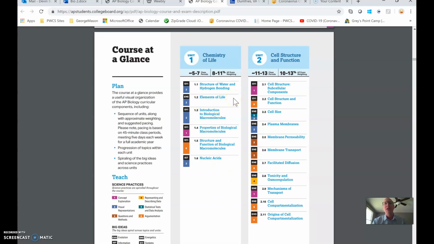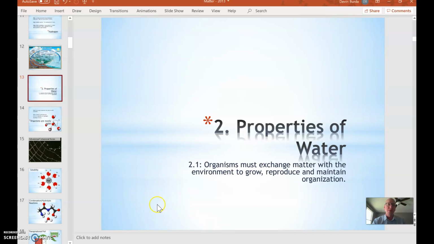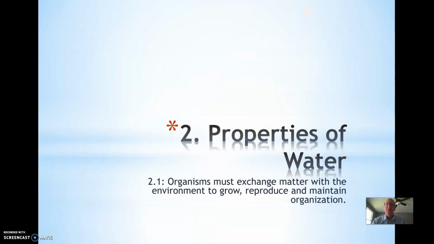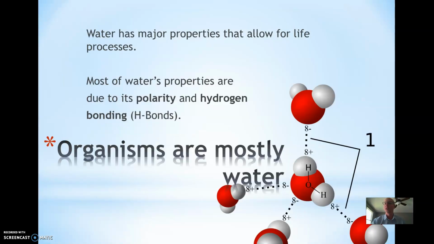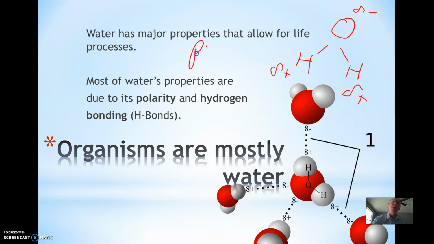Topic 1.2. Let's take a look at topic 1.1, the structure of water and hydrogen bonding. So for that, I'll go ahead and pull up my PowerPoint here. So the properties of water, obviously, water is the most important compound on Earth, the molecule. Water is, of course, H2O. You have your oxygen and your two hydrogens. The oxygen is partially what? Positive or negative? It is partially negative. The hydrogens are partially positive. So two opposite charges means that this molecule is polar.